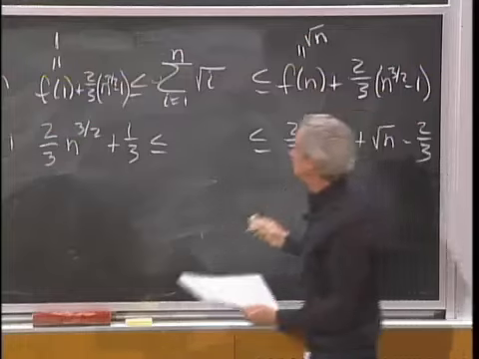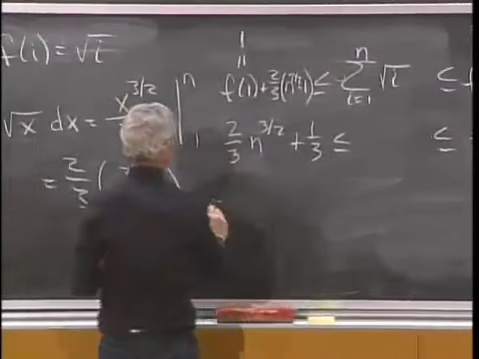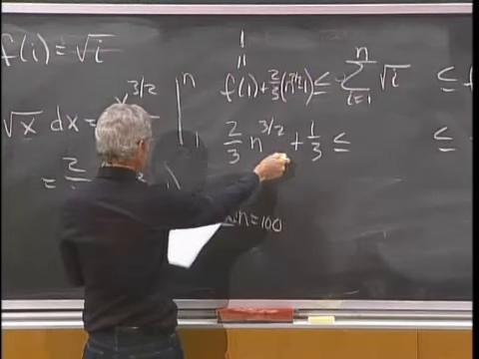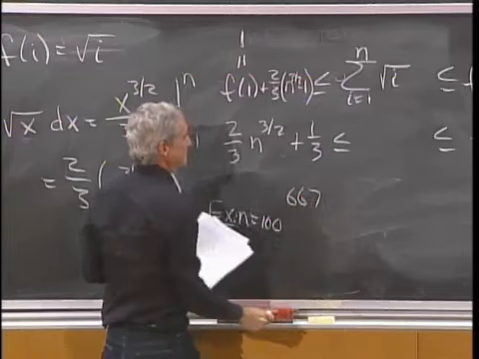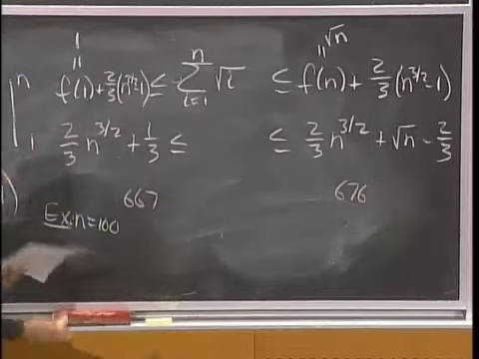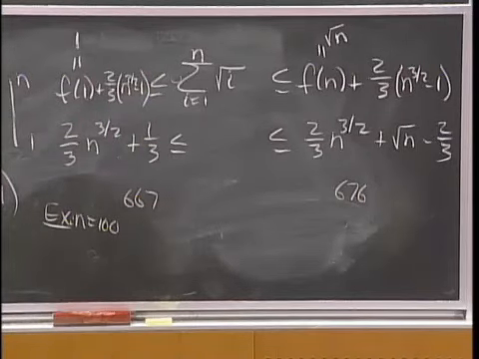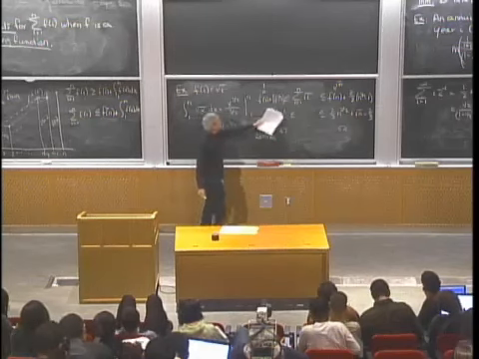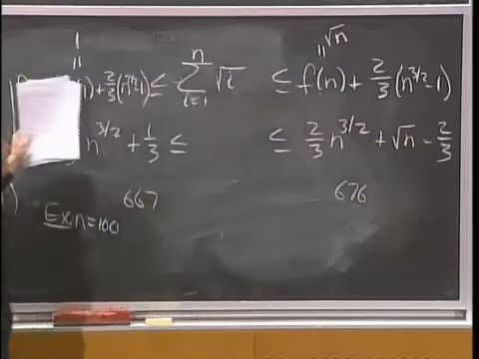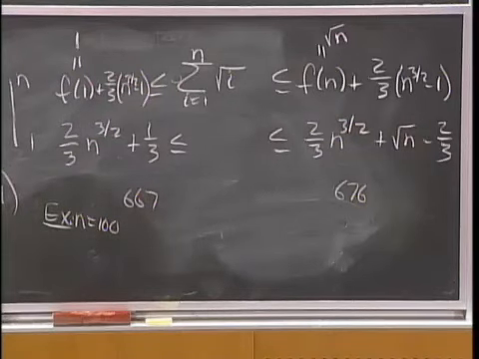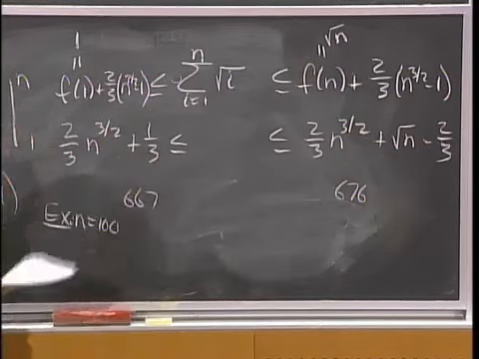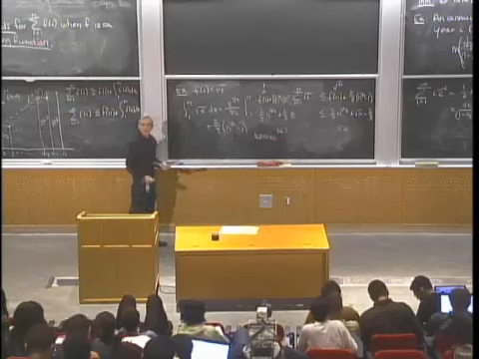So for example, take n equals 100. This number evaluates to 667. This number evaluates to 676. And the difference is 9, which is the square root of 100 minus 1. This is square root of n. This is 1. So the gap here is square root of n minus 1. And with n equals 100, square root of 100 minus 1 is 9. So I shouldn't be surprised my gap here is 9. So I didn't get exactly the right answer, but I'm pretty close here.